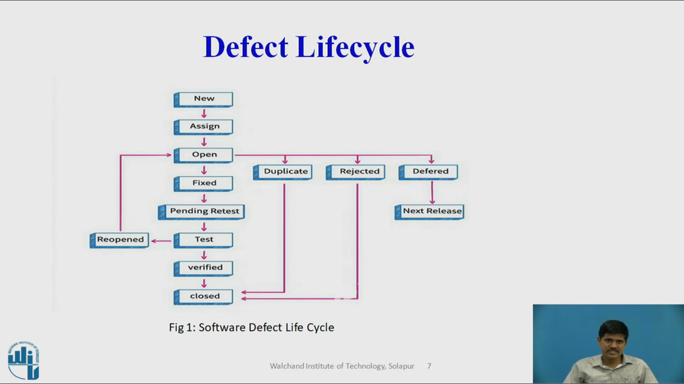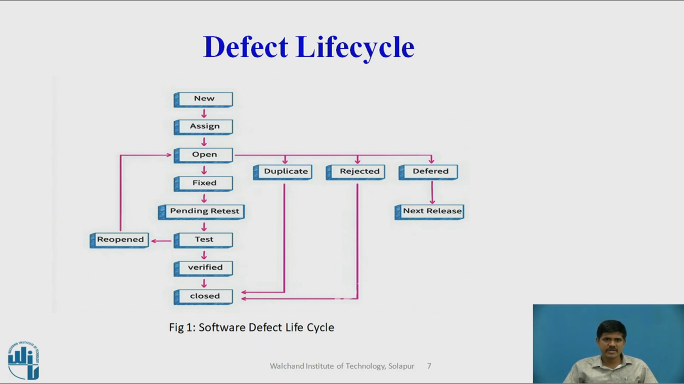Once it is fixed, it will be assigned back to the tester who raised that defect. Then it will be in the pending state. Once it is in pending state, a software tester is responsible to retest that bug, or you can say verify that bug. Once the software tester verifies that bug, and if everything is fine, meaning it is working accordingly, then it will be closed.